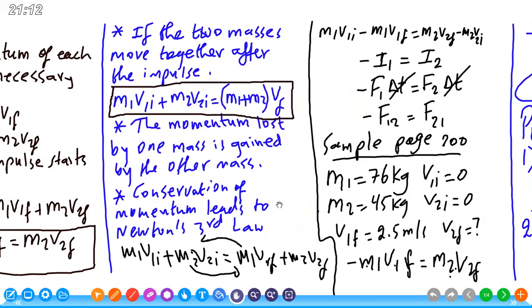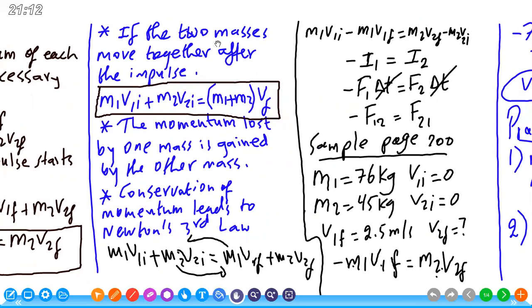Now more than that, now if the two masses move together after the impulse, one more point, if the two masses move together after the impulse, sometimes like a fisherman jumps into the boat. The boat was stationary and a fisherman jumps into the boat, so they go together. A truck is moving, hits a small car in front of it and takes it a little bit and they move together for a given time.